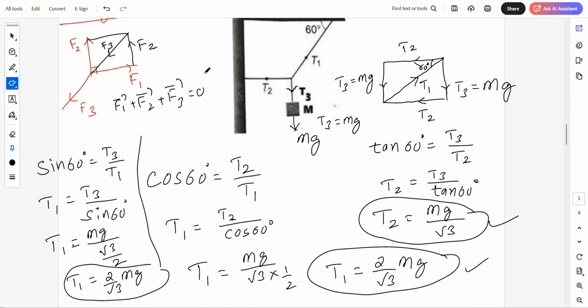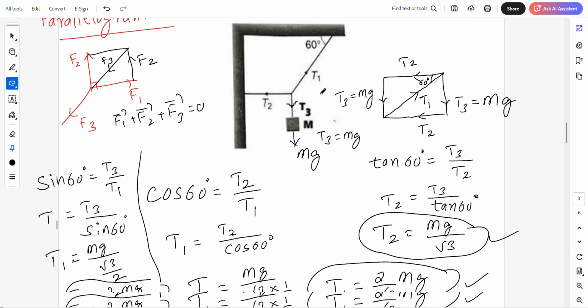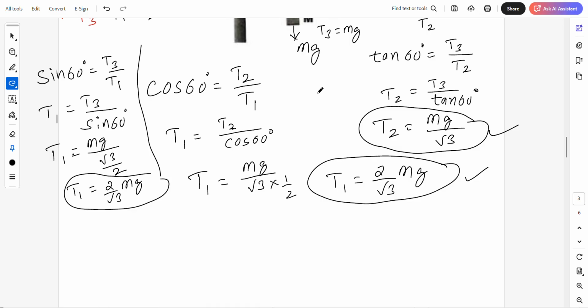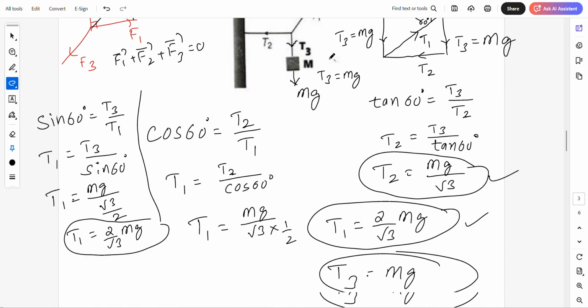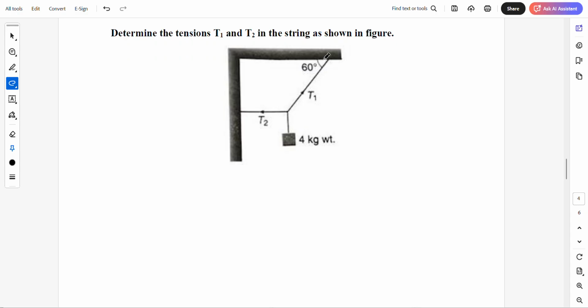Hope you understood. Use this parallelogram law technique to calculate tension in the string, provided two forces should be perpendicular. Let us go to the next problem. Here we calculate T1, T2, T3. T3 is directly mg. They are asking for three tensions in the strings 1, 2 and 3 respectively.